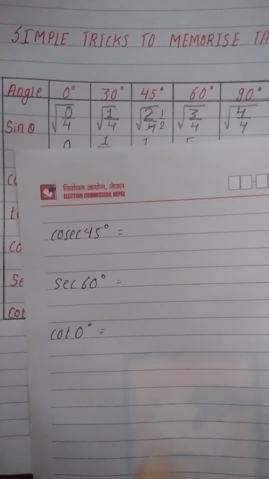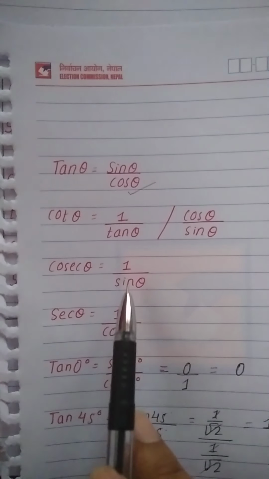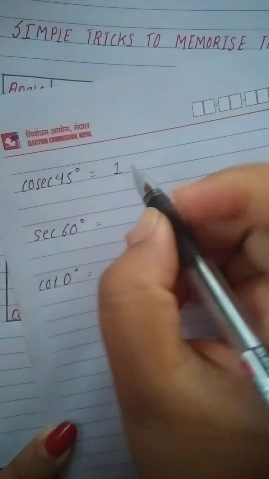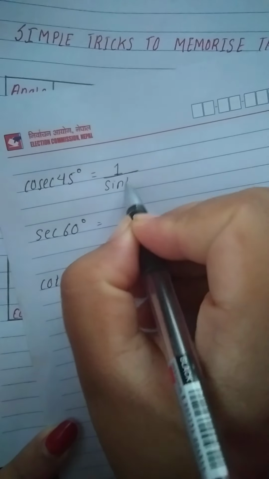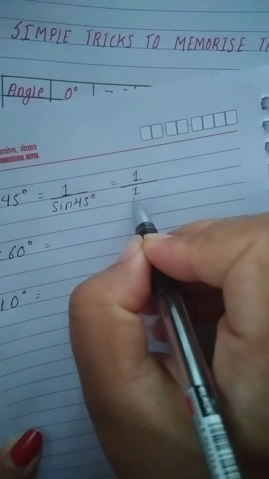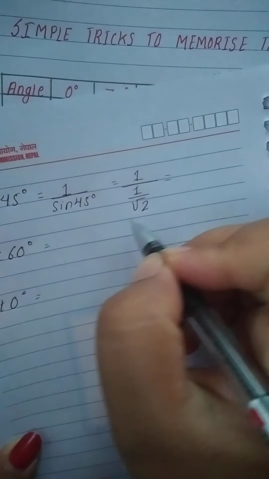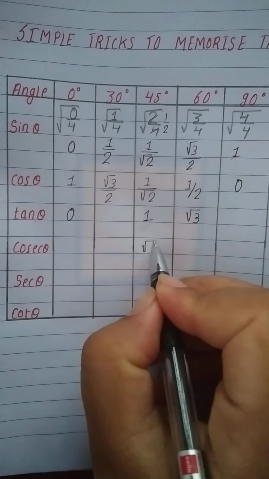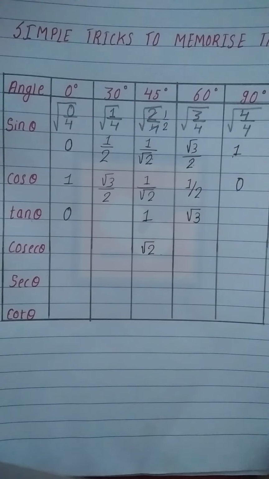Here you can see cosec 45. Now how do we find the cosec 45? Let's look at the formula. Cosec is 1 by sine, right? So instead of cosec 45, we are going to write 1 by sine 45, right? Sine 45 we know is 1 by root 2. Again, when we apply the reciprocal rules, this root 2 will go up. So we can write cosec 45 is root 2, right?